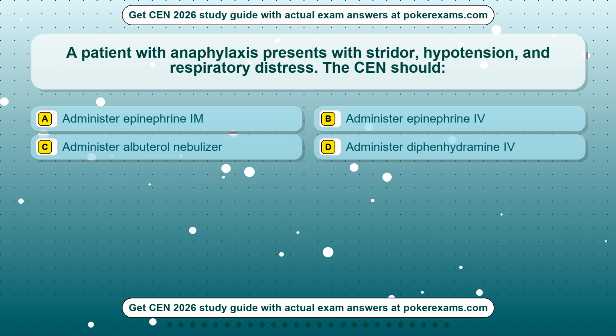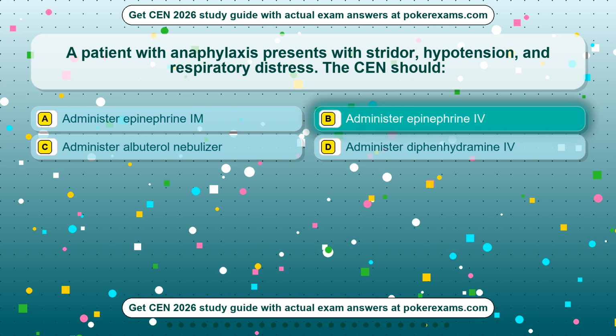Question 15. A patient with anaphylaxis presents with stridor, hypotension, and respiratory distress. The CEN should: Option A, administer epinephrine IM. Option B, administer epinephrine IV. Option C, administer albuterol nebulizer. Option D, administer diphenhydramine IV. The correct answer is option B.